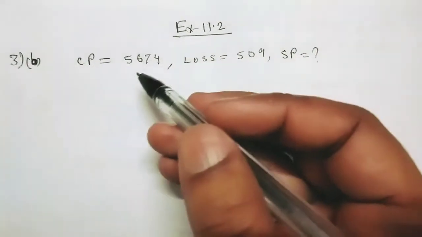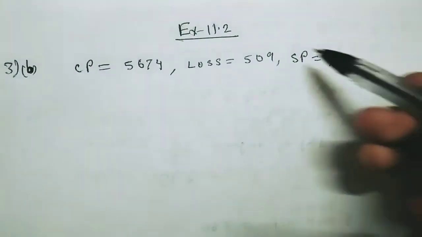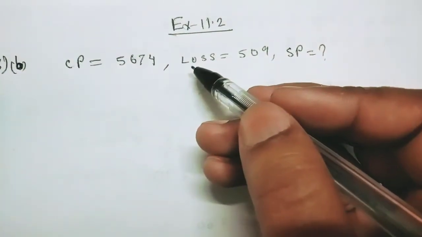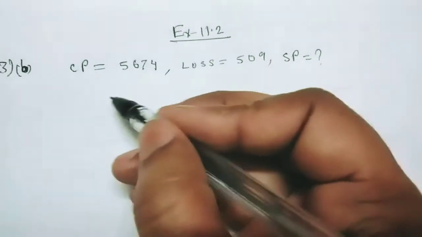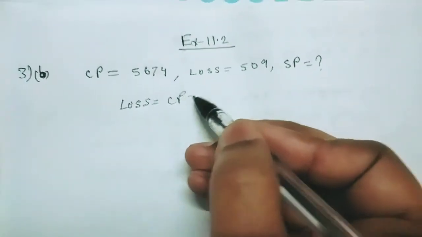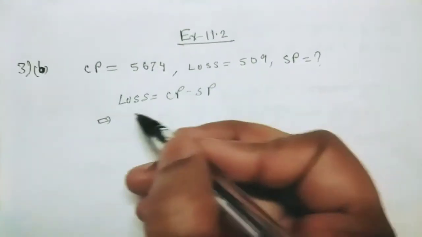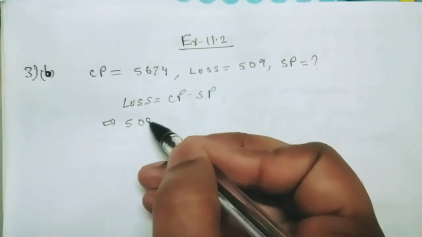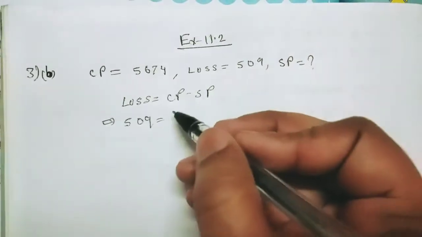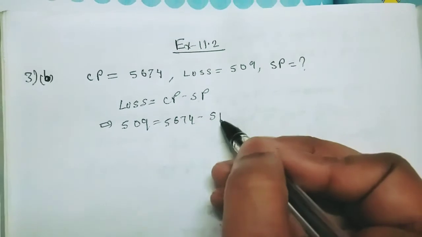So students, here you can see CP is given 5674, loss is given 509, and you have to find the SP. So loss is given, then we'll apply the formula of loss. Okay, so what is the formula of loss? Loss equal to CP minus SP, right? Now put the values. Loss is given 509, so right here 509 equal to CP is given 5674 and SP you have to find out.